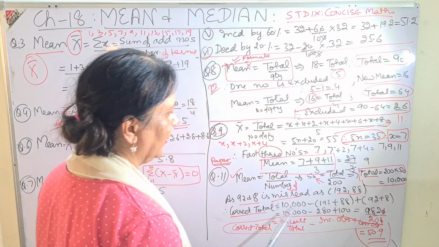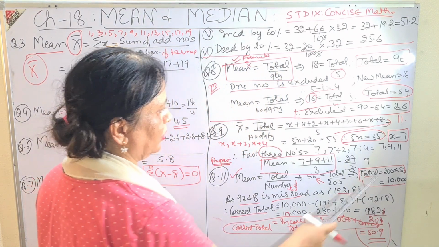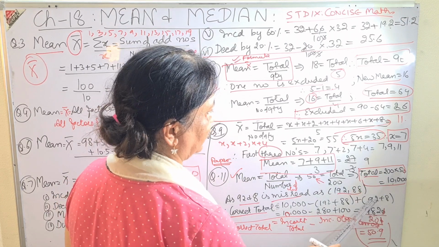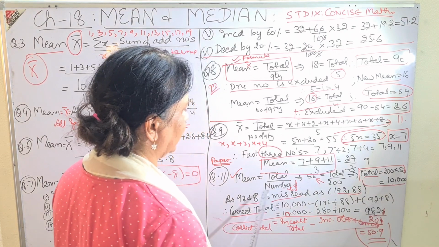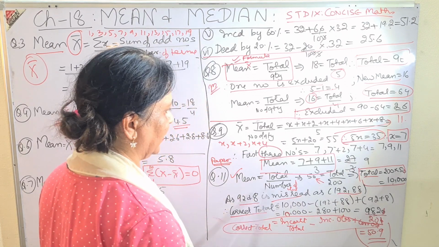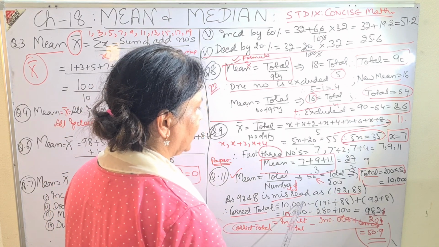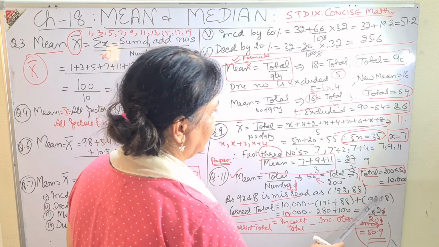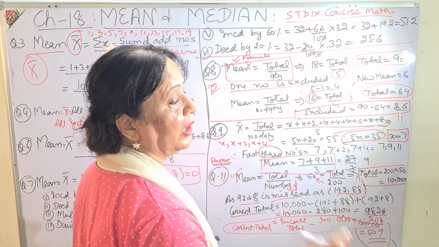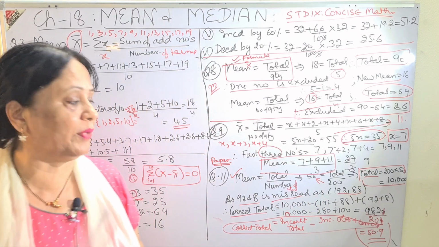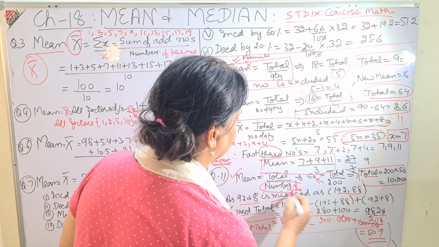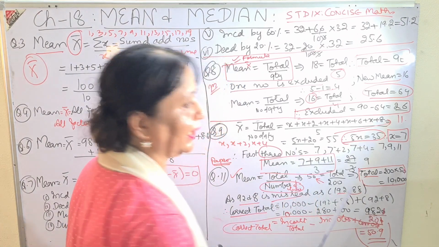See what I have done. Correct total will be equal to incorrect total minus incorrect observation plus correct observation. Incorrect observation was 192 plus 88, correct was 92 plus 8. So I subtracted the incorrect, added the correct one, and whatever answer I got, that is my correct total. And correct total to be divided by total number of items. Total number of items given to me was 200, and so I got the correct mean.